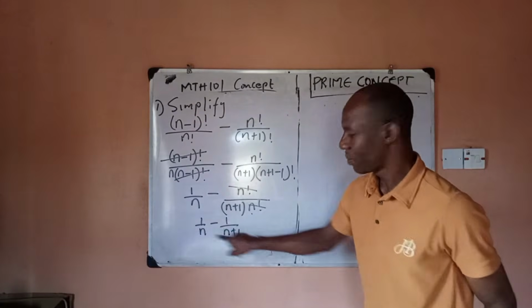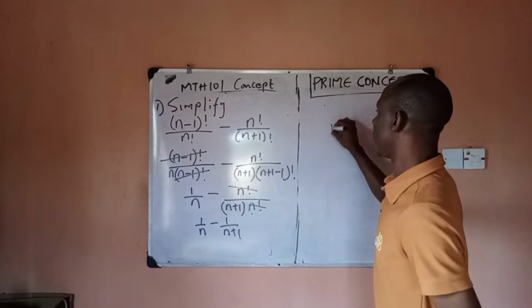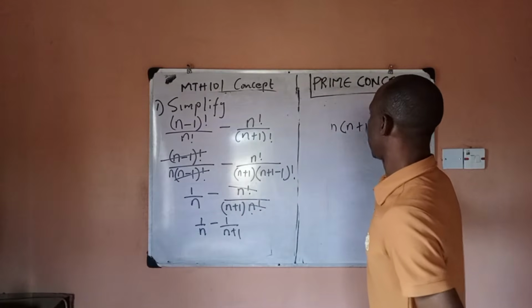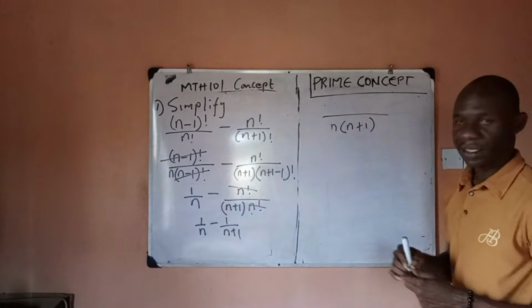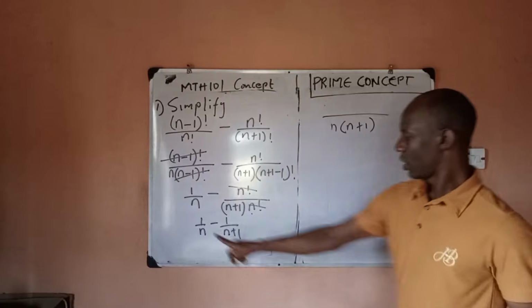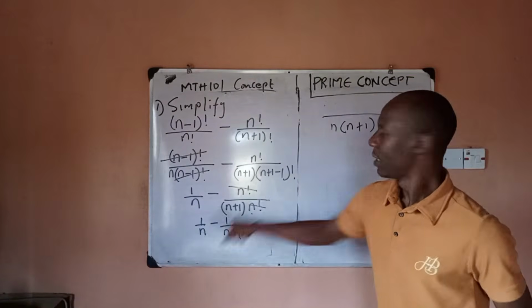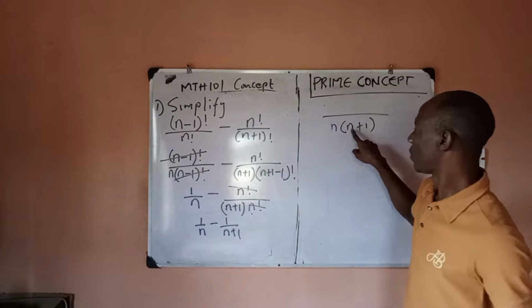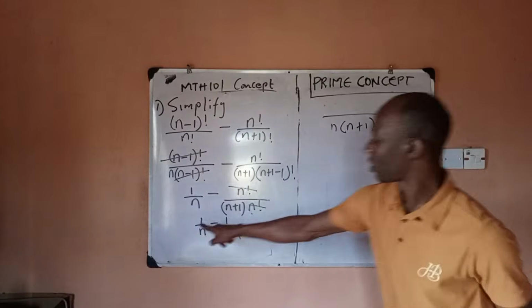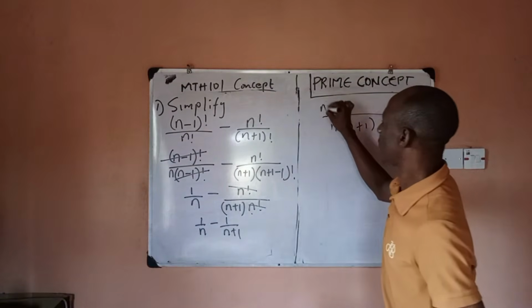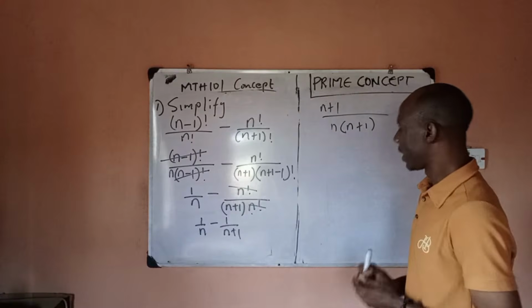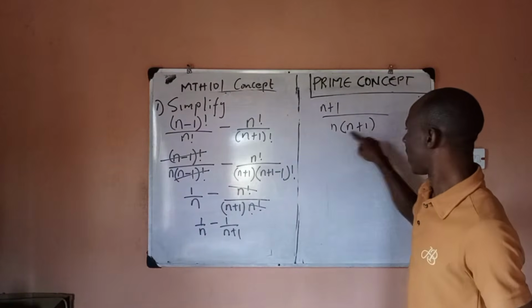LCM is always multiplying the two things, but you don't need to expand. So the LCM is n into n plus 1. This is the LCM, right? So what am I going to do? N will cancel n. You are left with only n plus 1. N plus 1 will multiply 1. You have n plus 1. Again, n plus 1 will cancel n plus 1.